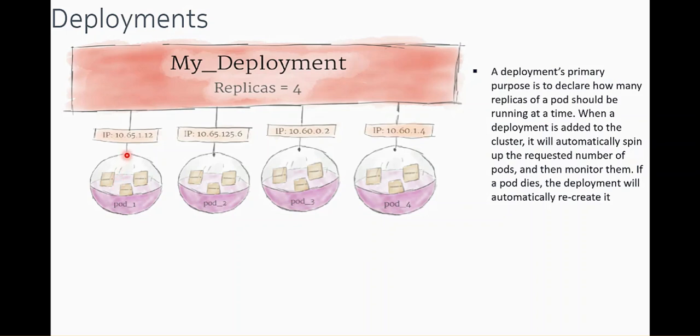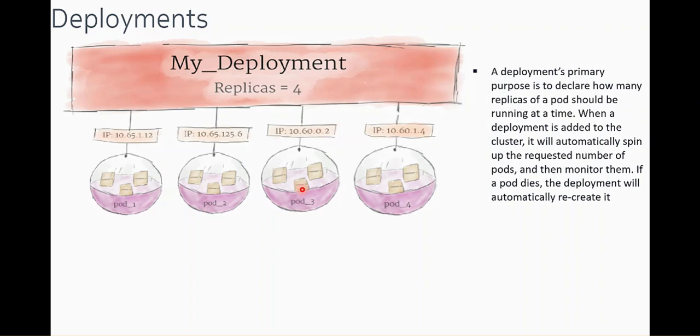So we always require multiple replicas of the same pod, and those replicas will be controlled by the deployment object. When a deployment is added to the cluster, it will automatically spin up the requested number of pods and then monitor them. If a pod dies, the deployment will automatically recreate it. That's one of the greatest advantages: if there is a problem with one of the pods, the deployment will automatically recreate it. You do not have to worry about the recreation manually.